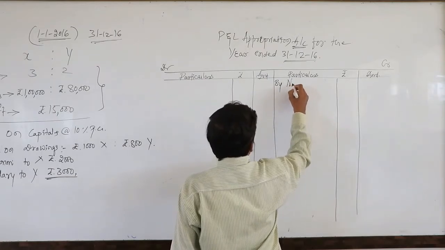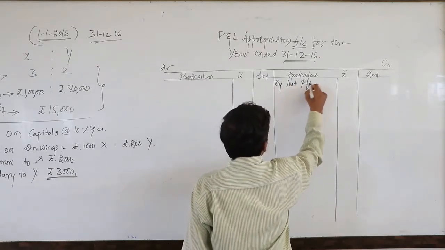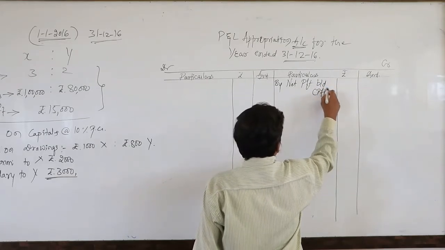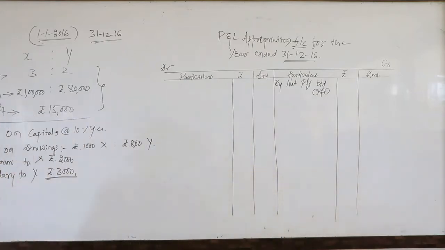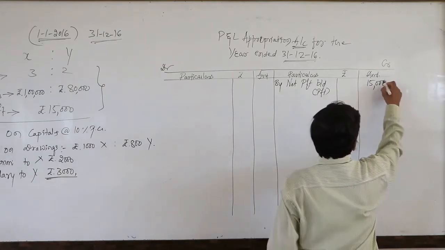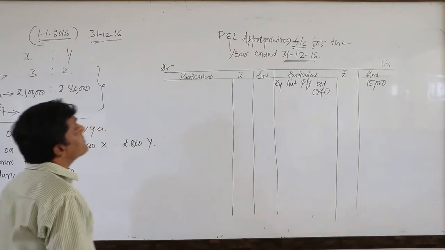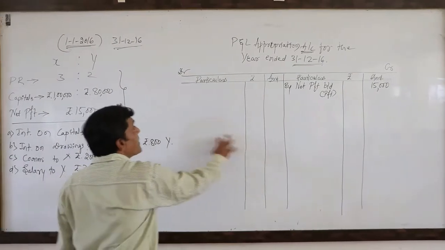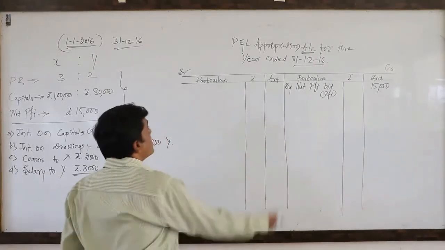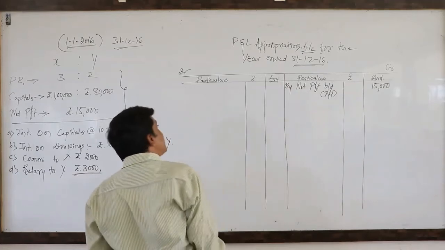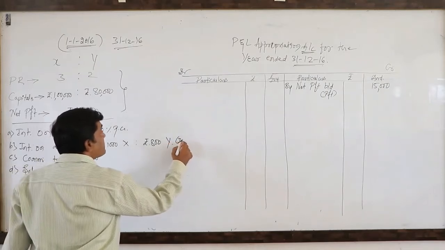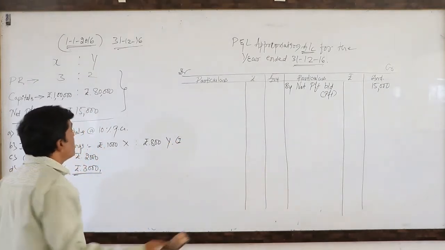So now I am going to write by net profit brought down. This one is the profit from the P&L account, the net profit of rupees 15,000 that you have given. As per the nominal account rule, credit incomes or gains, debit expenses or losses. That is the reason I am writing all the incomes on the credit side. So this is net profit before adjustment. One more, interest on drawings is also an income.